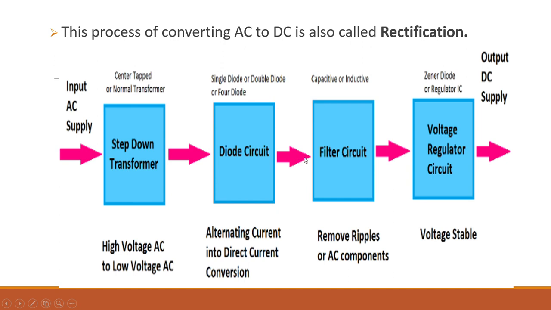Now this pulsating DC output contains some AC component as well as DC component. We use a filter circuit to reduce the AC component, and after the filter circuit we use a regulator circuit, which is used to tune the output, and we get a near constant DC supply. Using this whole block diagram, we can produce DC from AC.